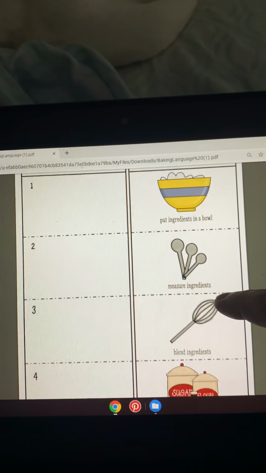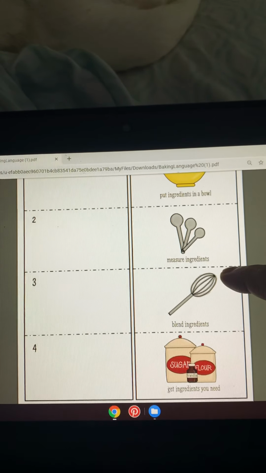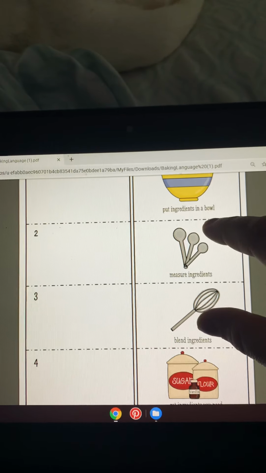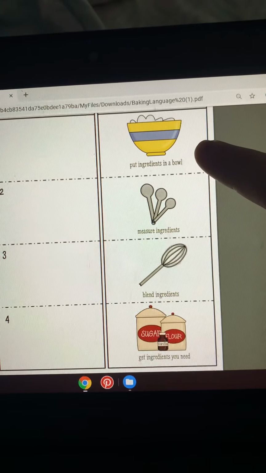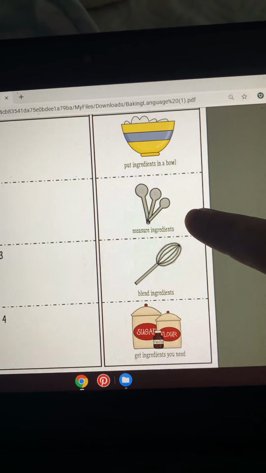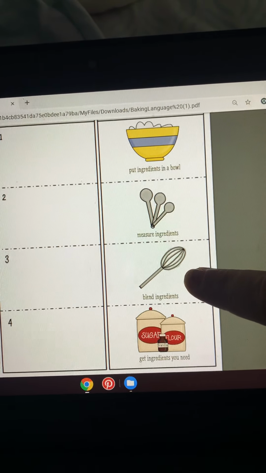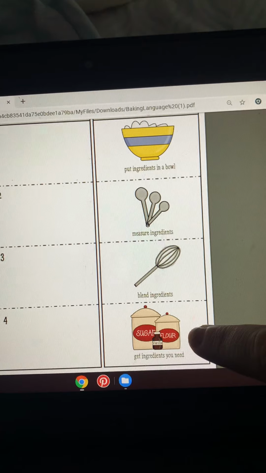So our next one. So this is even a step before what we just did. So our options are put ingredients in a bowl, measure ingredients, blend ingredients, get ingredients you need.